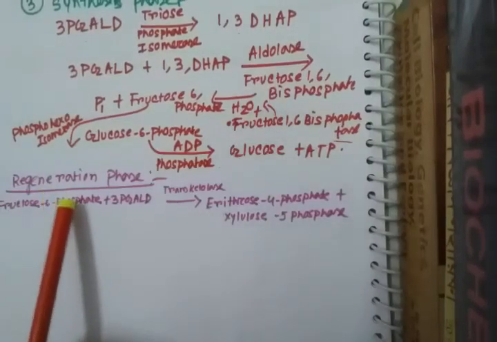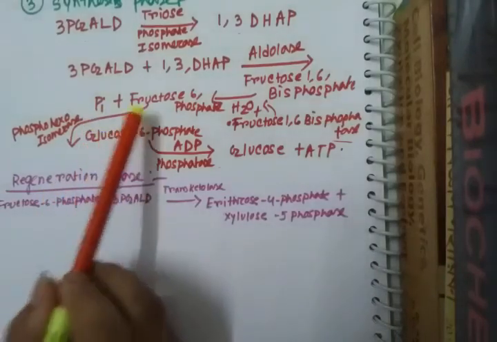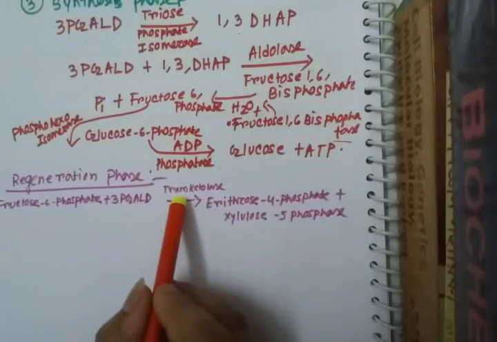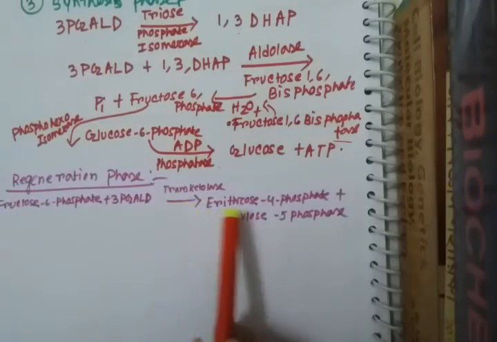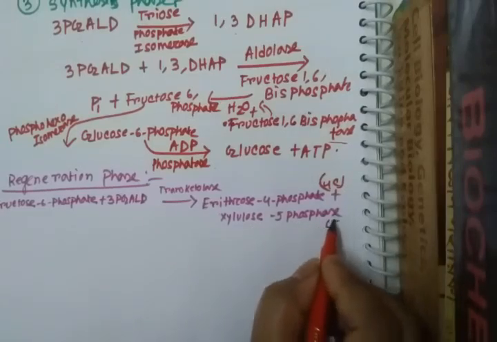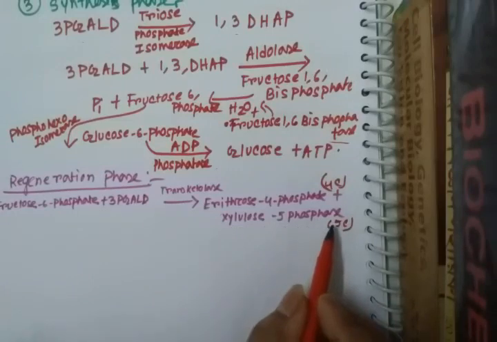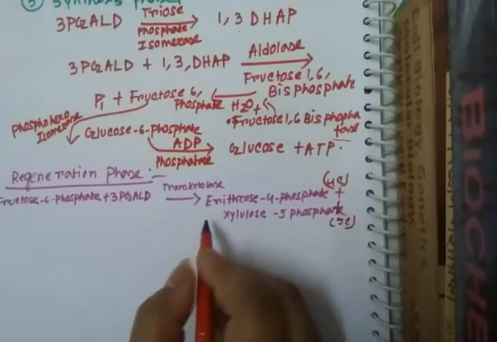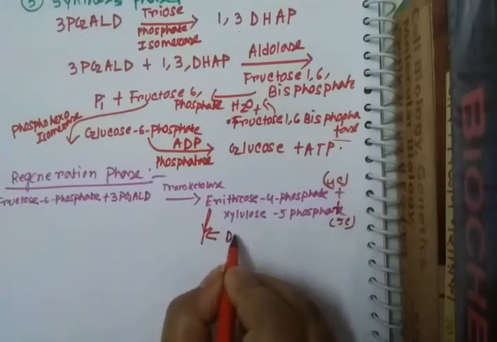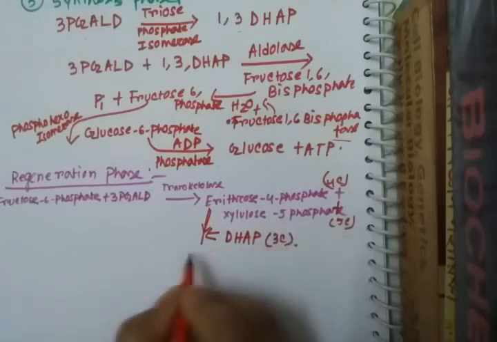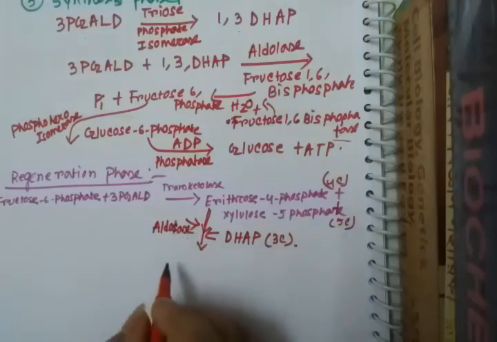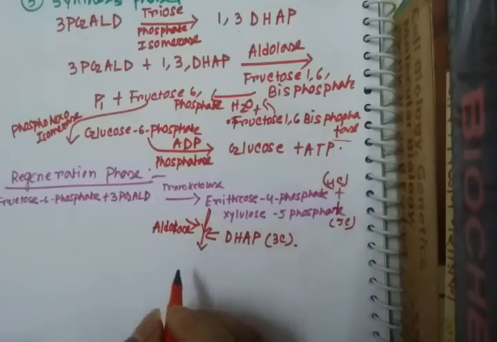Up next, there is a phase called regeneration phase, where the fructose 6-phosphate with the 3-phosphoglyceraldehyde and the enzyme called transketolase will form erythrose 4-phosphate, which is a 4-carbon compound, and also another compound, a 5-carbon compound, that is xylulose 5-phosphate. So next, the erythrose 4-phosphate will act with dihydroxyacetone phosphate, that is DHAP, which is a 3-carbon compound, and with the enzyme aldolase, it will form the pseudoheptulose 1,7 bisphosphate.